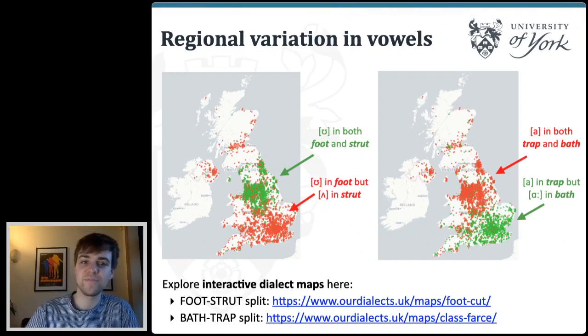I should note actually that as part of this project, we compared these modern dialect maps to ones from the 1950s, and it does look like some of these boundaries have moved northwards. So that southern pronunciation of strat, bass and cat is kind of creeping northwards over time.